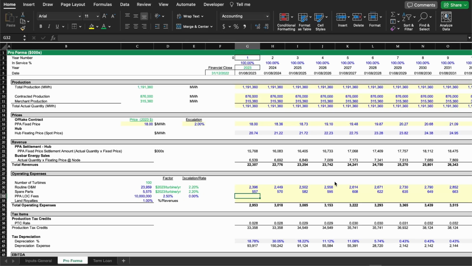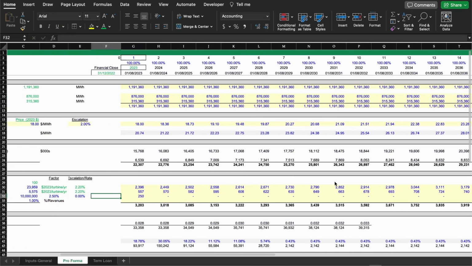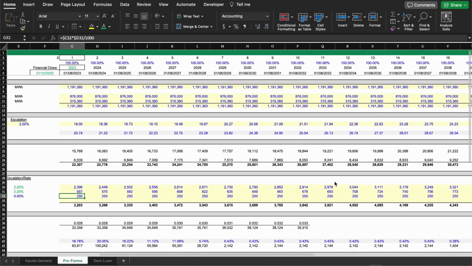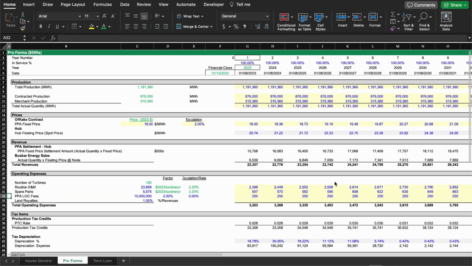So, but there's no escalation here, right? It's 2.5% of $10 million. So let's see, it's going to be equal to this times this divided by 1,000. So it's $250,000 per year, yes, but I have to anchor things properly. And I'll do it right now, copy and paste. And we have everything across.